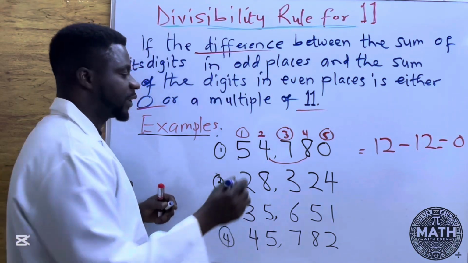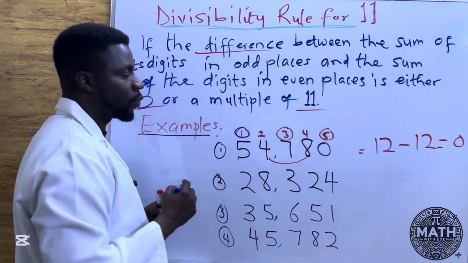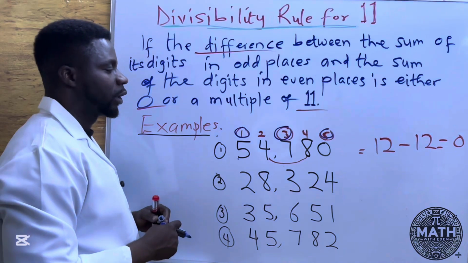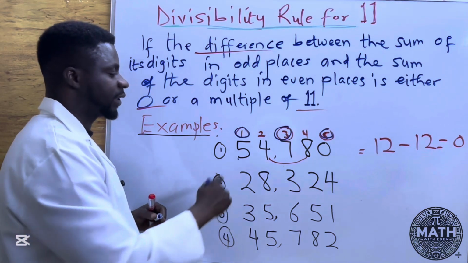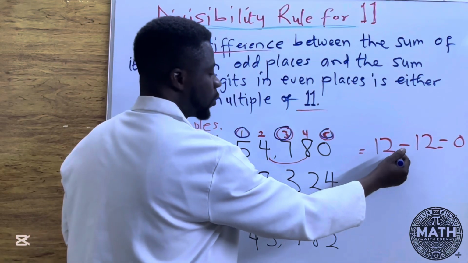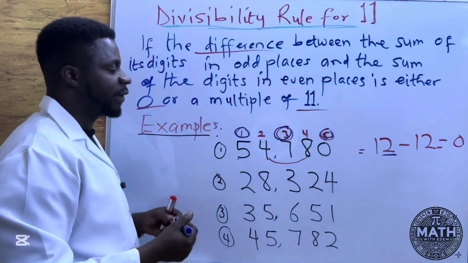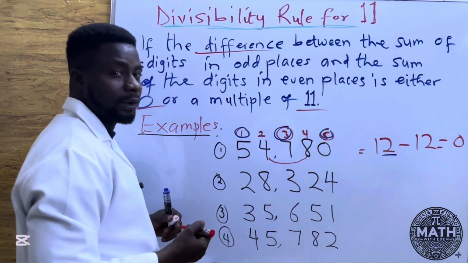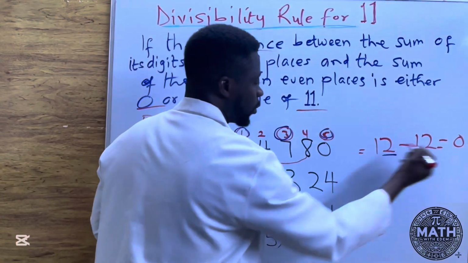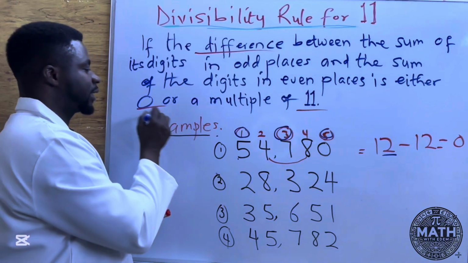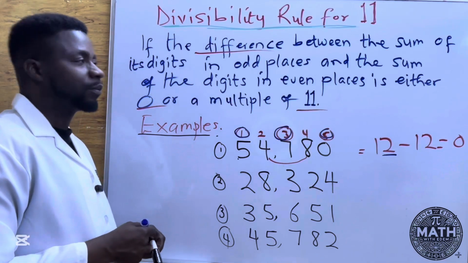Now the odd places are what? 1, 3, and 5. So what are the digits in the odd places? We have 5 plus 7 plus 0. That gives us 12. And then the even places we have 4 and then 8. 4 plus 8 also gives us 12. And when you subtract, you get 0. So it satisfies the rule.